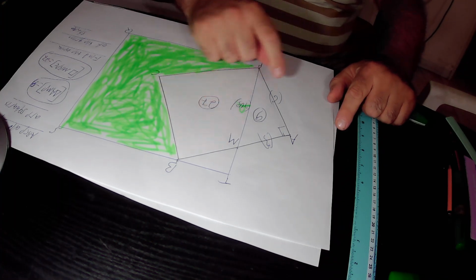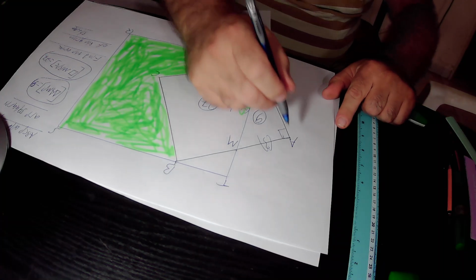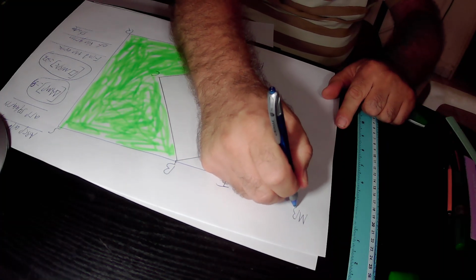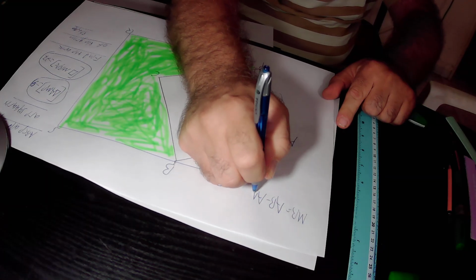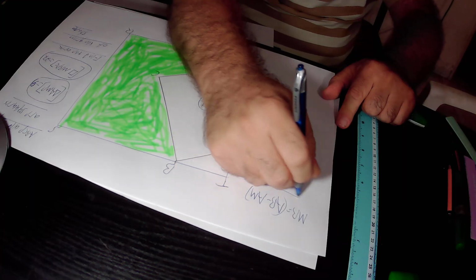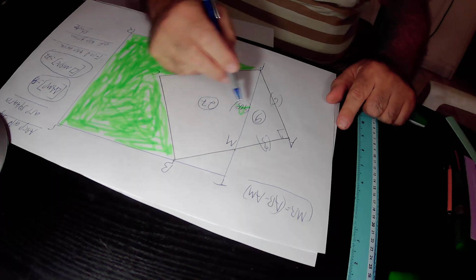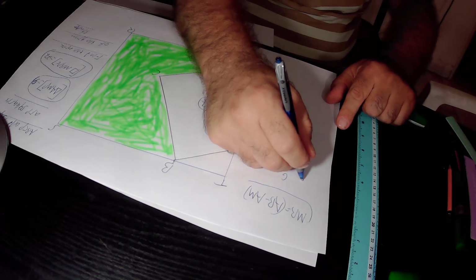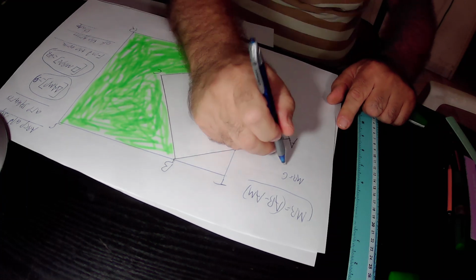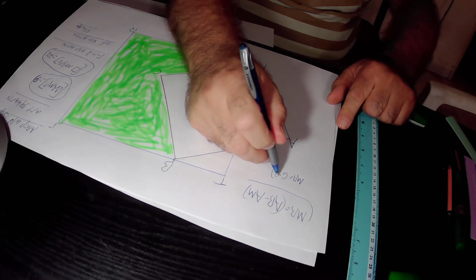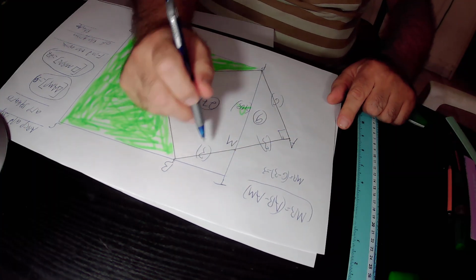MB equals AB minus AM. So write it down. MB equals AB minus AM. So MB equals AB is 6, minus AM is 3, so in total MB equals 6 minus 3, that is 3. MB equals 3 units in its length.